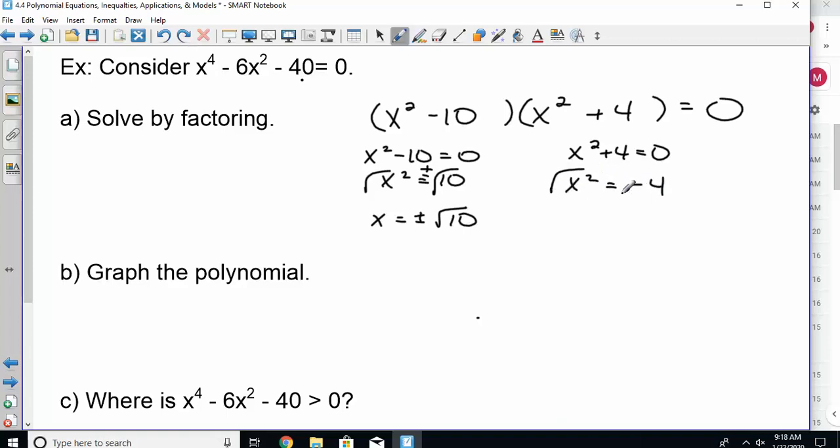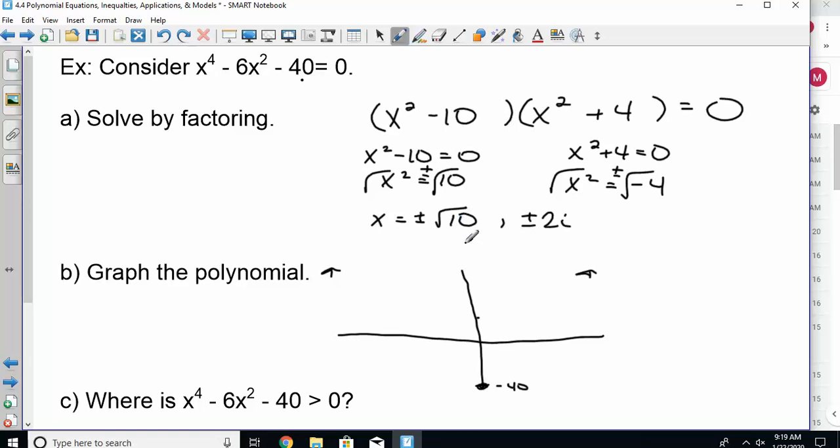Over here, what's the square root of negative 4? 2i. If I graph this, and x to the 4th, what should my end behavior be? Okay, if you plug in a 0 for all of your x's, if you wanted your y-intercept, that's at negative 40. We cross the x-axis at positive and negative radical 10, which is like 3.1. So we're just going to estimate it there.